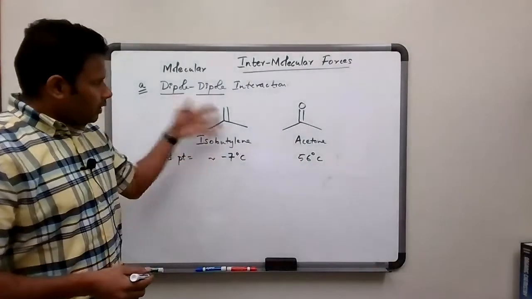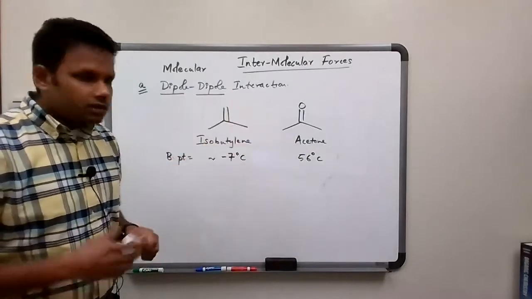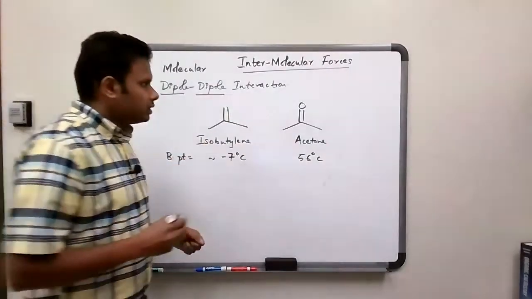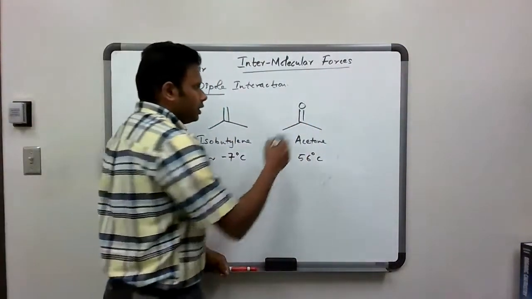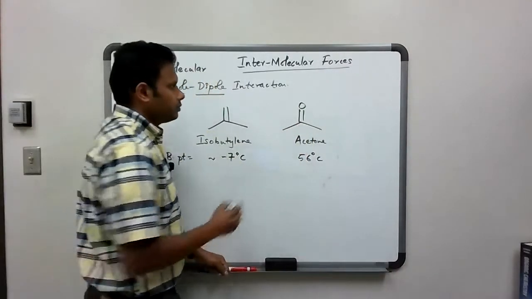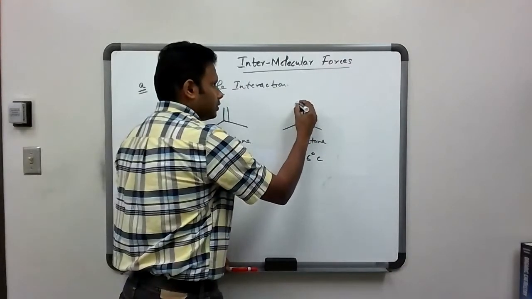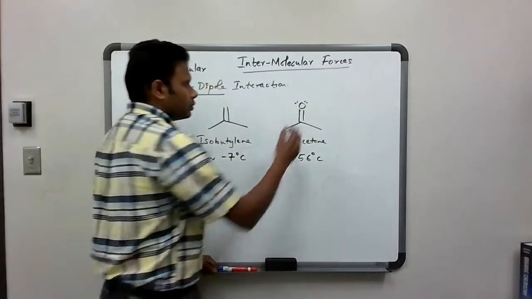Right off the bat, between these two structures, something that I can notice is that this molecule here, acetone, has an oxygen atom that's connected to a carbon atom. Now this oxygen here also has lone pairs on it. It has 2 lone pairs on it.